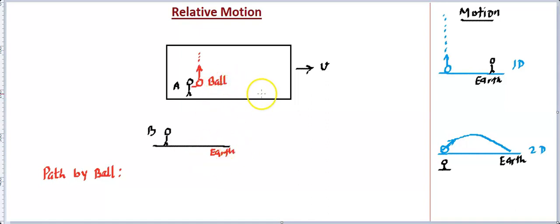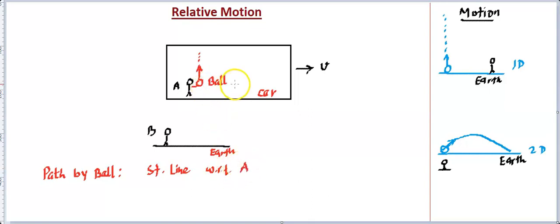This is earth, and this is a car or train or buggy, whatever you call it. So can you think of what the path of this ball is going to be as per A? You will say it's going to be a straight line. A straight line, that means just like this motion, for the observer A. So a straight line with respect to, or as per, observer A.